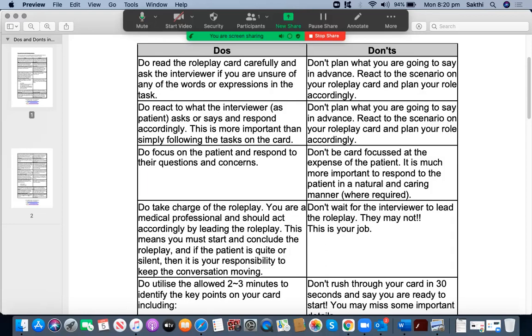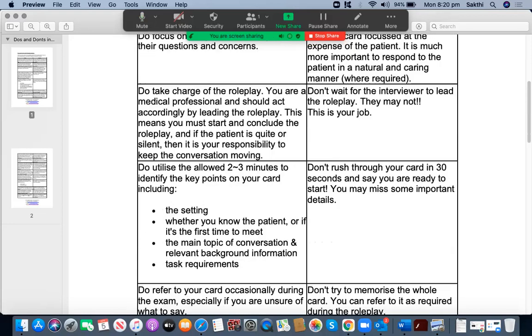So don't be hesitant. Please take the active role of a leader throughout the conversation, and you will be able to pass the exam in one attempt itself. Trust me, you can do that. All right, let's go to the next one.